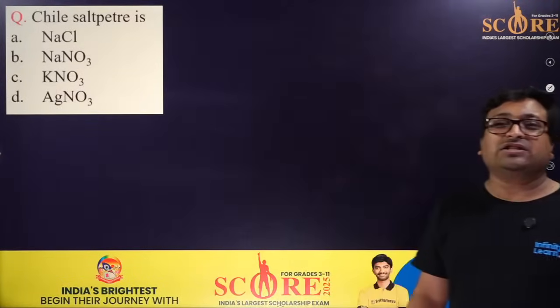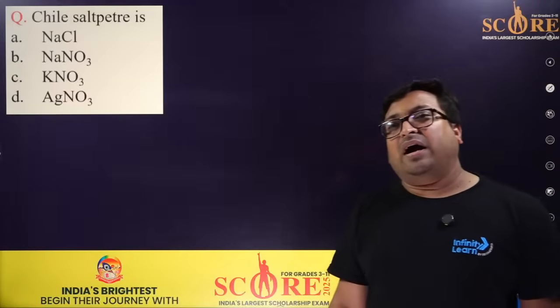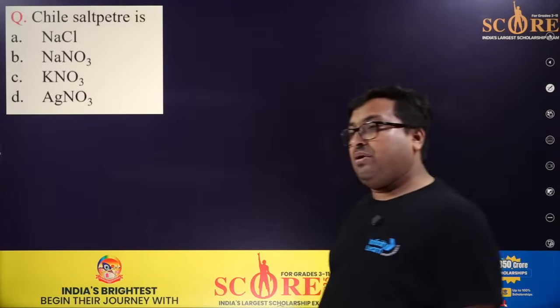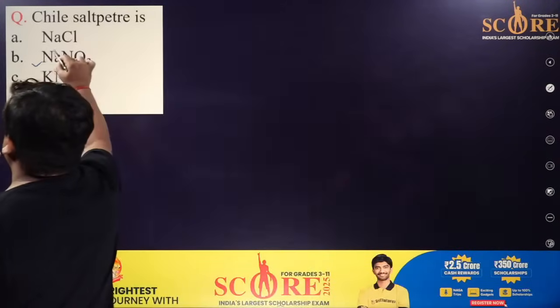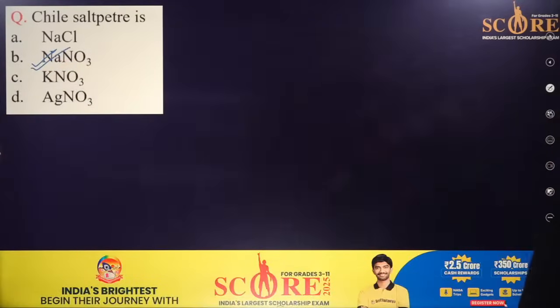One is Indian saltpeter, one is Chile saltpeter, and Chile saltpeter is a very popular name. Many times IIT asks this examination question. So the answer will be B, NaNO3. If you do not remember, please go for that.